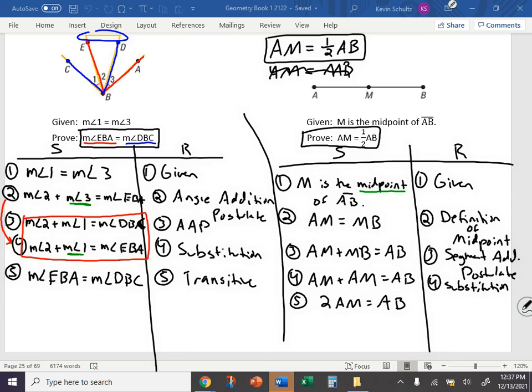So let's write it that way. 2 a.m. And our reason for that, you can write simplify or combine like terms. Either one's fine. But Blake offered up division earlier, and he's not wrong. Because we want to get to 1 a.m. equals half of AB. We currently have that 2 a.m.s equals an AB.